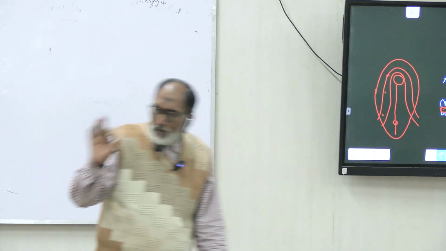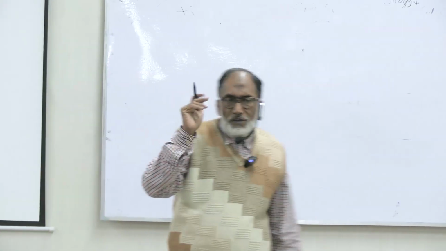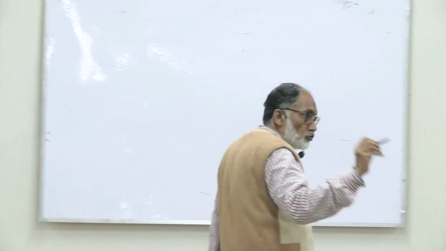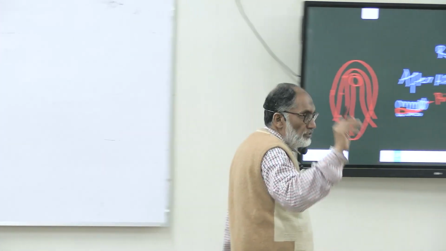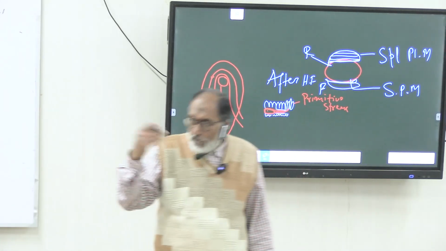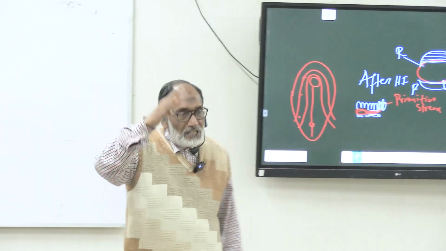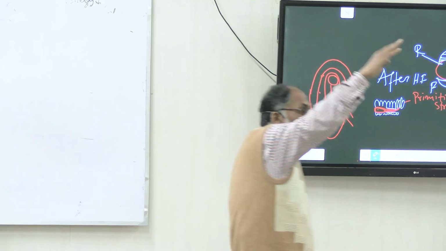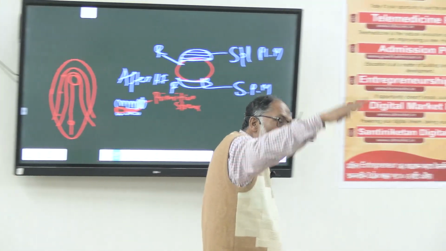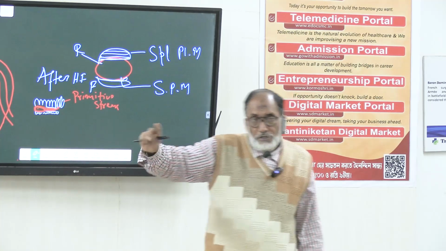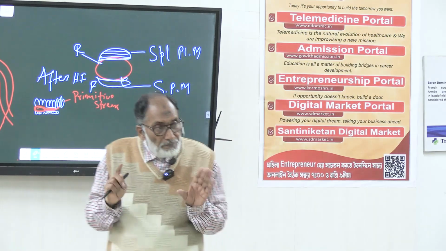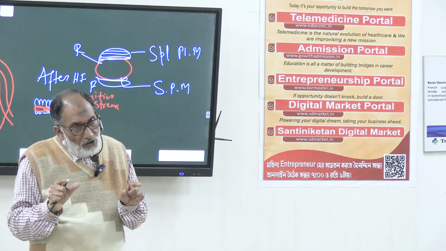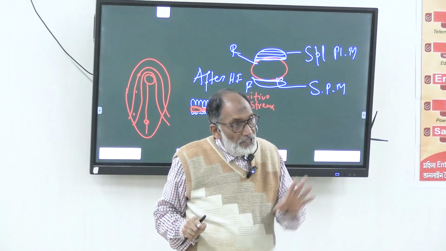Now keep that much in your memory, that is, from the splanchnopleuric mesoderm the heart tube develops, after head fold, where it lies on the roof of the pericardial cavity. That is the main thing of today's discussion. That much.